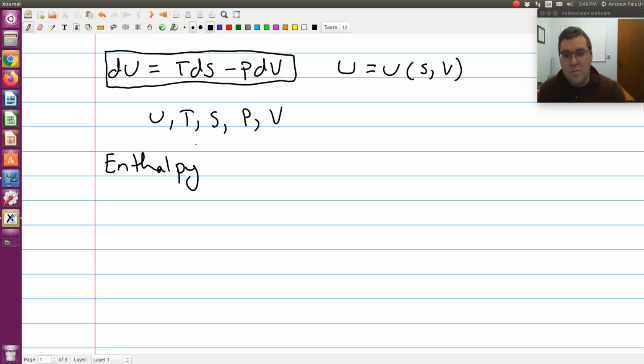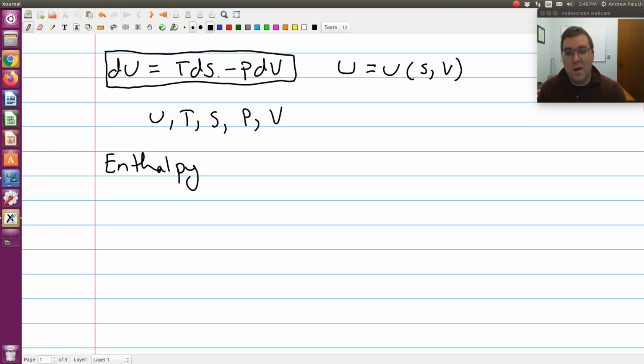So you may remember from your Thermo 1 class that enthalpy H is just equal to U plus PV. Where we'll get to this expression in the differential of enthalpy is that U has natural independent variables of S and V. So what we're going to do with enthalpy is keep S as an independent variable, but switch the role of P and V so that we use P as our second independent variable.